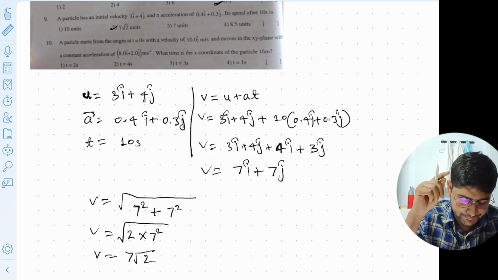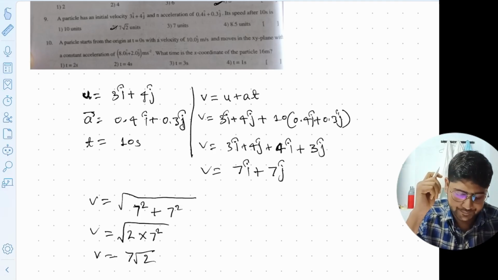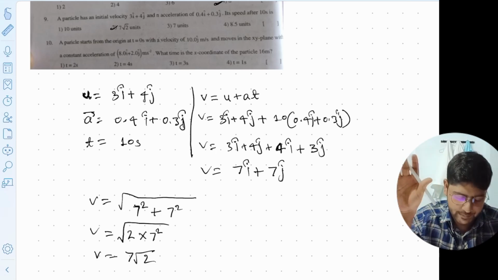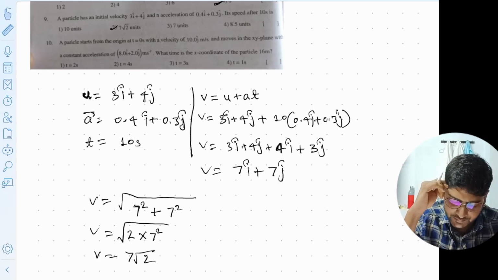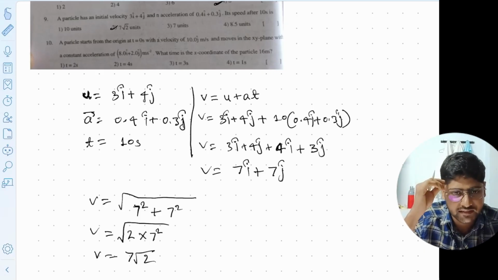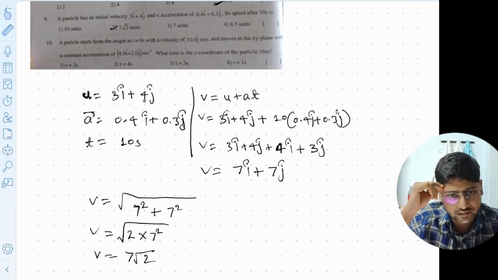Now we will solve question number 10. A particle starts from the origin at time t equals 0 seconds with the velocity 10 meter per second in the j cap direction, and moves in the xy plane with the constant acceleration of 8 i cap plus 2 j cap. At what time is the x coordinate of the particle 16 meter? That means we have to find at what time the particle will be 16 meter from the origin in the x-axis direction. We have to calculate at what time.